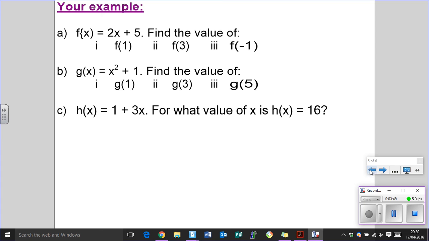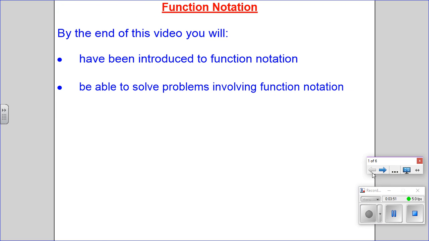Okay, so let's go back and review. By the end of this video, you'll have been introduced to function notation. That is what in fact has happened. Function notation is just f of x equals, and be able to solve problems involving function notation. Well, one is substituting a value in to find out the value of the function, and the other is using the value of the function to work out the value of x, and we've done both of those. So that's it for this video.